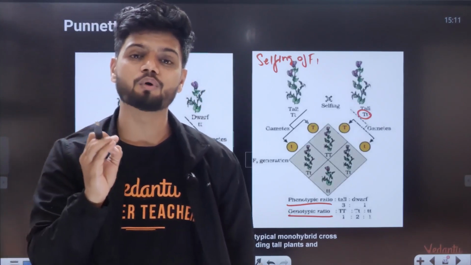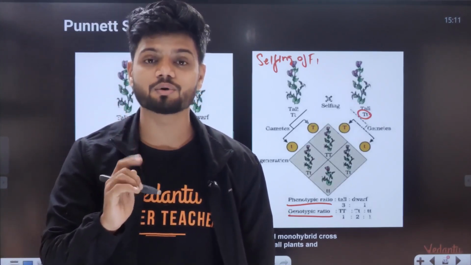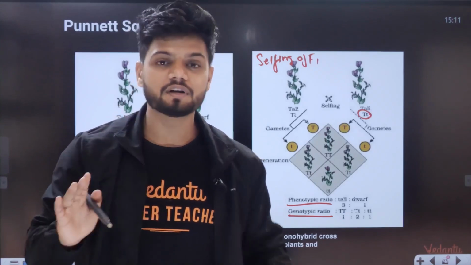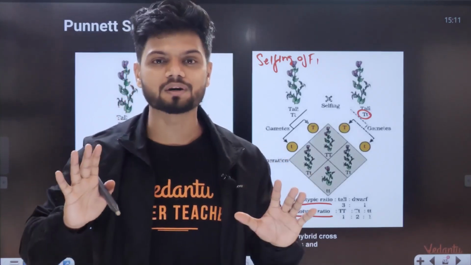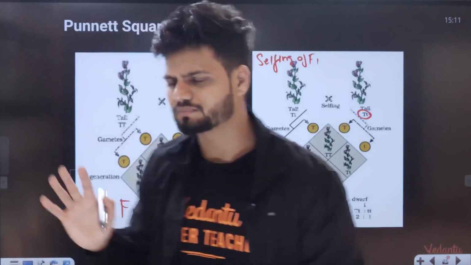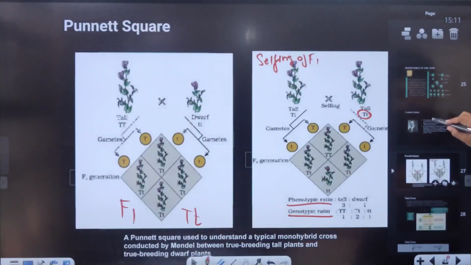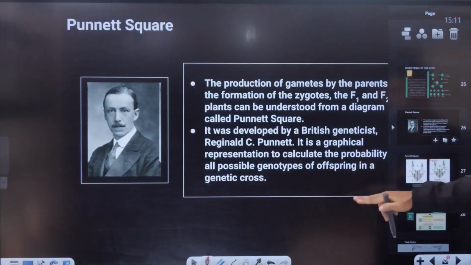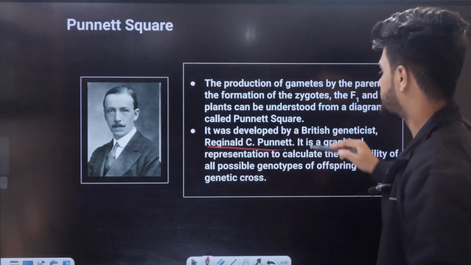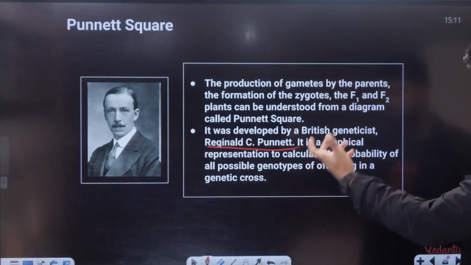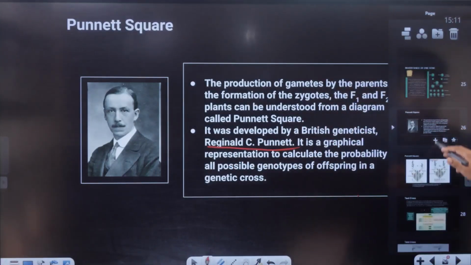And students, in the monohybrid cross, we took only a single character, that is your stem height. We did not take any other character. We took a single character, stem height, and we solved the entire thing. Okay, single. Now, students, this entire thing is called the Punnett square. His name is Punnett, R.C. Punnett. He was a scientist who discovered the Punnett square.